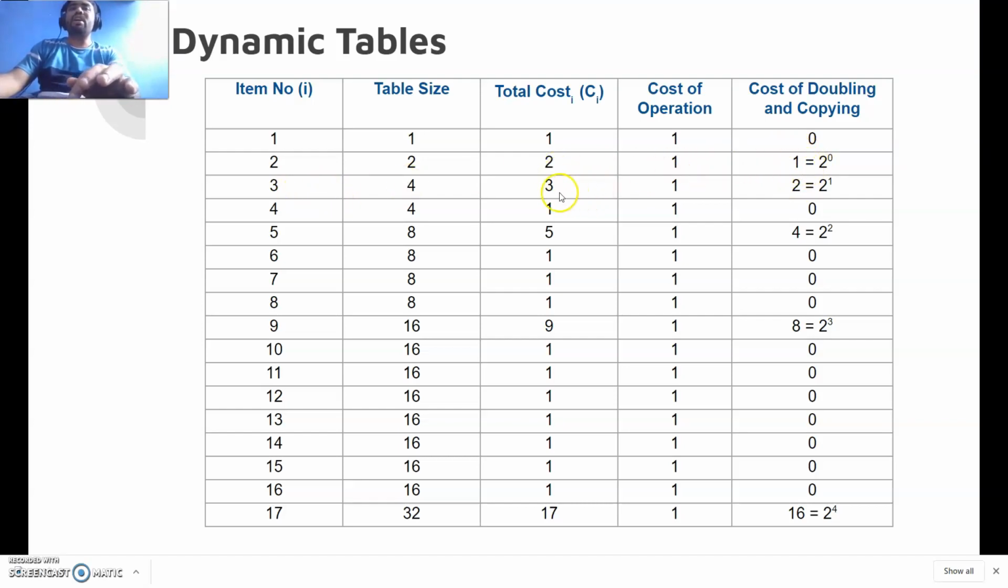For 3, again we have to double, right? So the table size goes from 2 to 4, and I have to copy the first two elements as well. So the copying on doubling of the elements is 2, and the third element which was inserted is 1. So this is 1 plus 2, which is 3. For the fourth element, obviously there's free space available, so I can just insert.